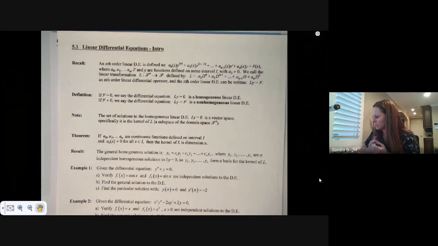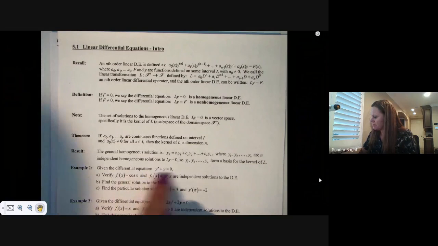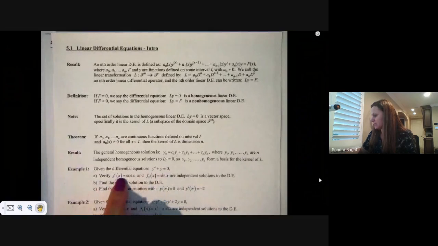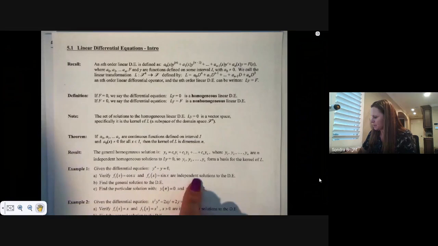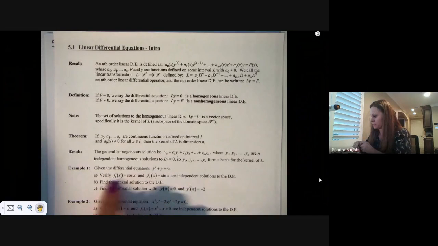So let's do an example. Given the differential equation, the second derivative of y plus y equals 0, we're going to verify that f1 of x is cosine and f2 of x equals sine. These are both independent solutions to this differential equation. Keep in mind f of x is y. All right, so let's do that.